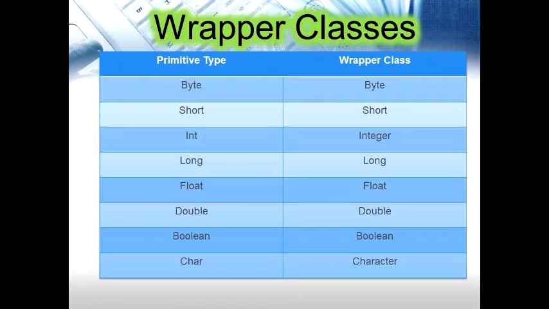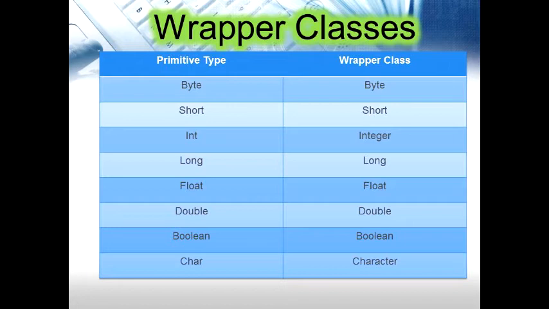So in primitive data types, byte, and in wrapper classes it is also called byte. Short, int, in wrapper class it is called Integer. Long, it is called Long in wrapper classes. Float, it is Float only. Double, it is Double. Boolean, it is called Boolean in wrapper classes. Char, it is called Character in wrapper classes.